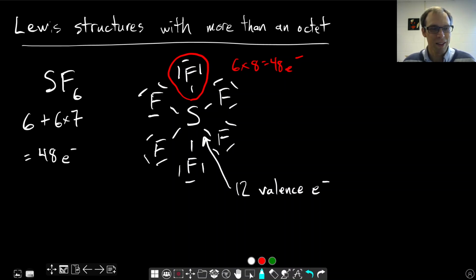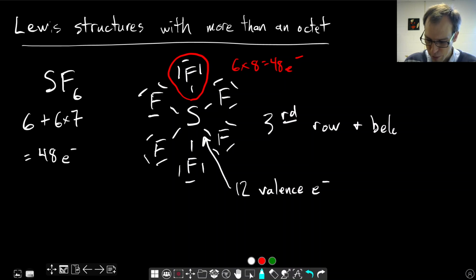Now, when are we likely to see these? Well, one thing is things with more than an octet generally occur with the third row of the periodic table and below. So this is the point at which the electron orbitals are closer in energy, and you have additional orbitals like the D and F electrons that are available that can maybe be part of this bonding as well.